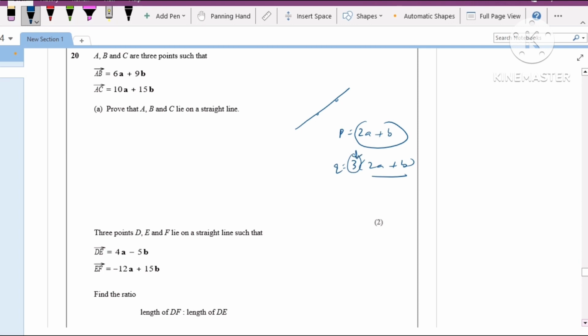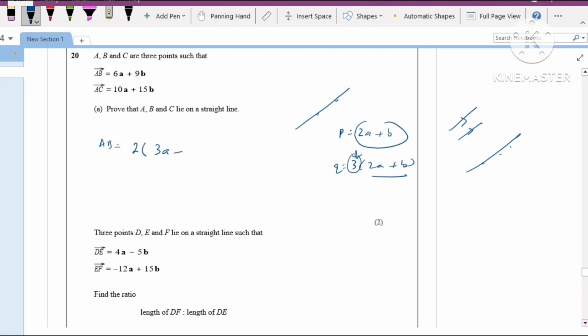It means when two vectors are scalar multiples, they must be parallel or they must be on the straight line. So if they are scalar multiples of each other, it means they will be on a straight line. So to prove that, we can see that 2 is common here, so you will take 2 common, so that will be 3a.